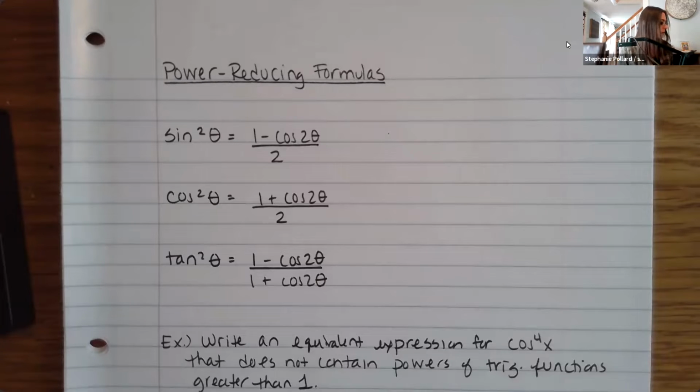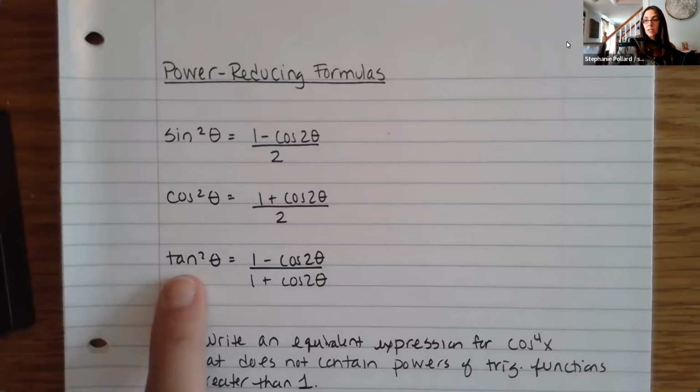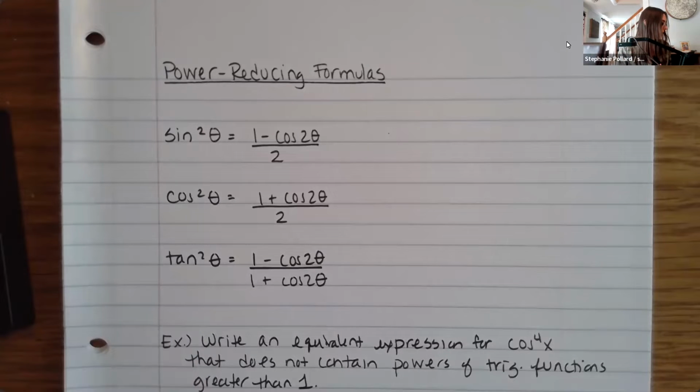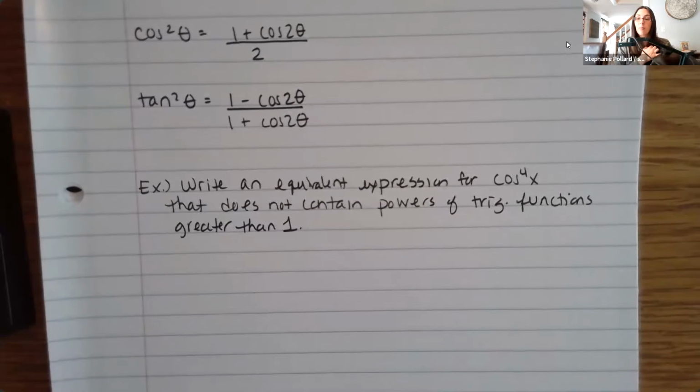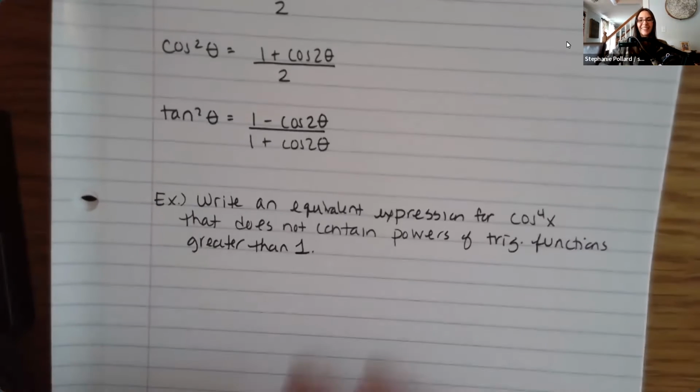So the first two formulas are derived from the double angle formulas with cosine of 2 theta. And then the tangent squared one uses the idea that tangent is sine over cosine, so it uses that as well to derive that one. So I'll let you check those out, and let's just go ahead and do an example with them. So we're going to write an equivalent expression for cosine to the 4th power of x that does not contain powers of the trig function.